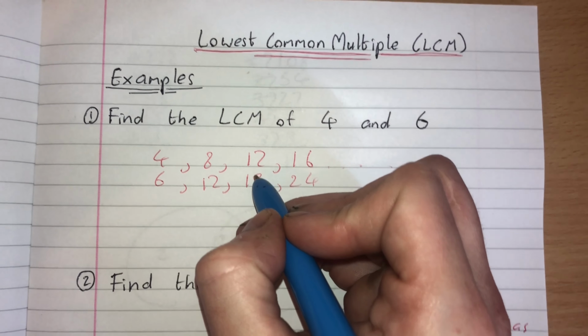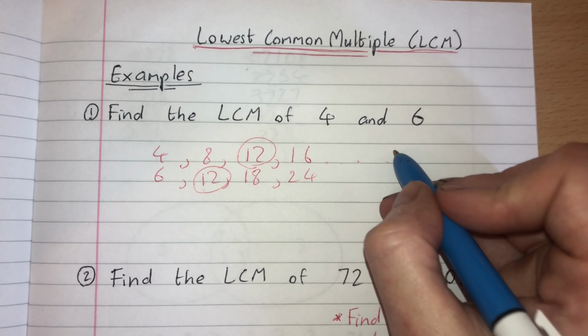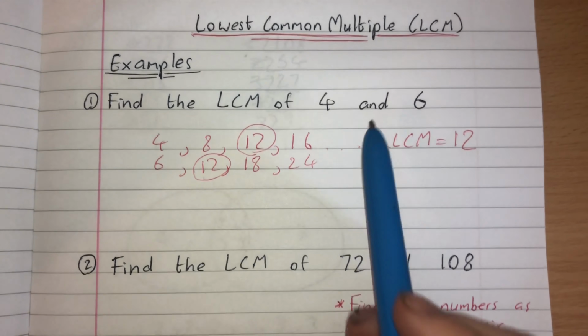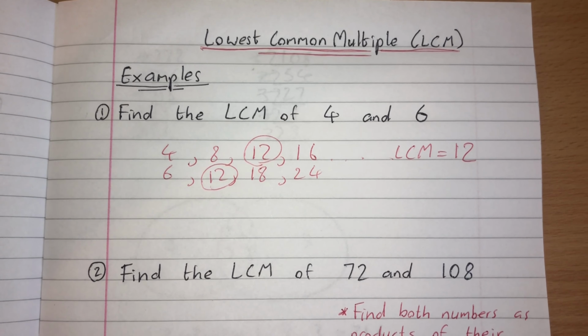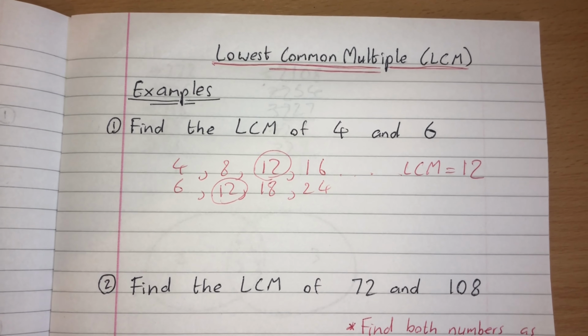The smallest number, the lowest number that appears in both is 12. So in this case, 12 is simply the LCM, the lowest common multiple. And again, when we're dealing with smaller numbers, it can be as straightforward as continuing on your times tables to look and see where you can find the first number that appears in both.